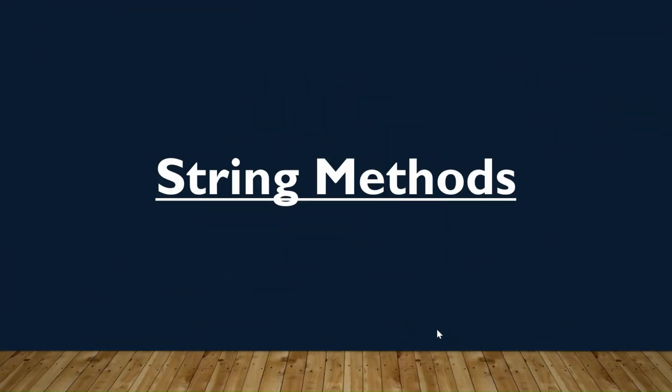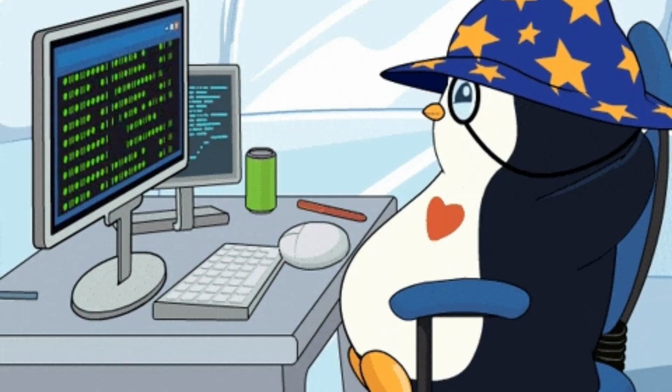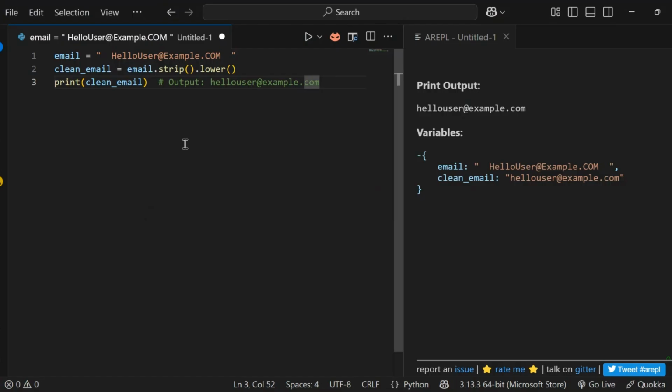Next, let's discuss string methods with an example. Let's say you are collecting email IDs from users, but some of them type with extra spaces or in uppercase. In this example, we have an email stored in a variable called email, which has the value hello user @example.com. It has space at the beginning and end of the string with some capital letters. When working with emails, it's a good idea to clean it up before using it. For that, we have two string methods: one is the .strip and the other is the .lower method.